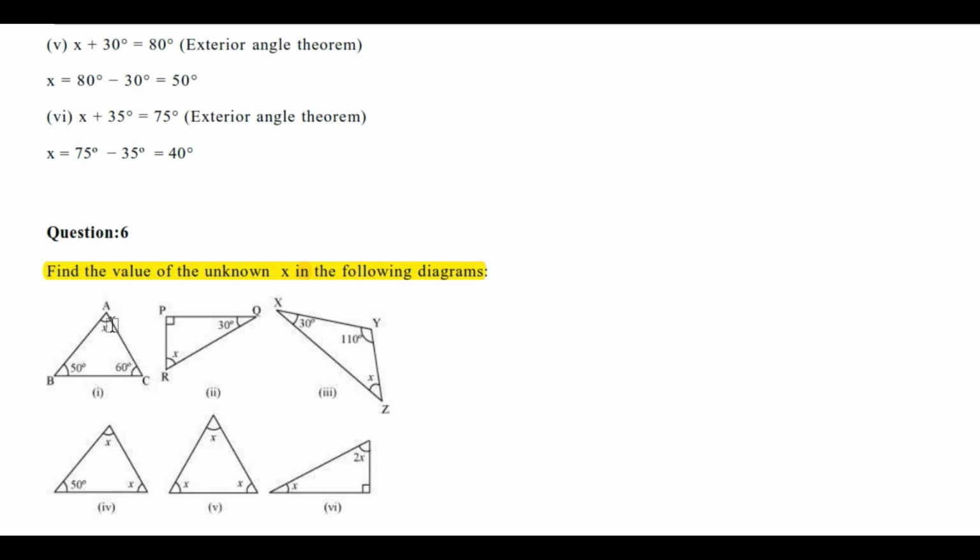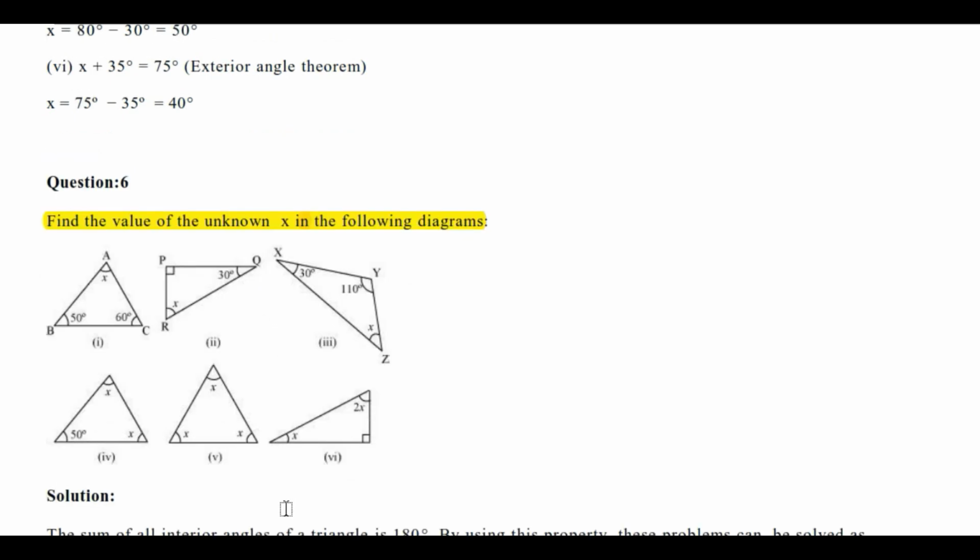So here x plus 50 plus 60 is equal to 180 degrees. Yes or no? Like this, here x plus 90 plus 30 equals 180 degrees. Here x plus 50 plus x equals 180 degrees. x plus x plus x equals 180 degrees. x plus 2x plus 90 equals 180 degrees.